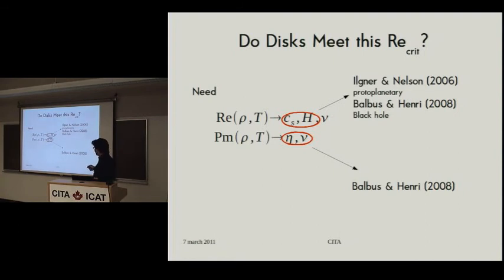The Prandtl number, of course, depends on the viscosity and the resistivity, which we get from Balbus and Reed, 2008, which is essentially an application of Spitzer resistivity and Spitzer conductivity, with some modification for accretion in this context, to get these diffusion coefficients. And Ilgner and Nelson give us the relevant density and temperature regimes for the protoplanetary disk case.